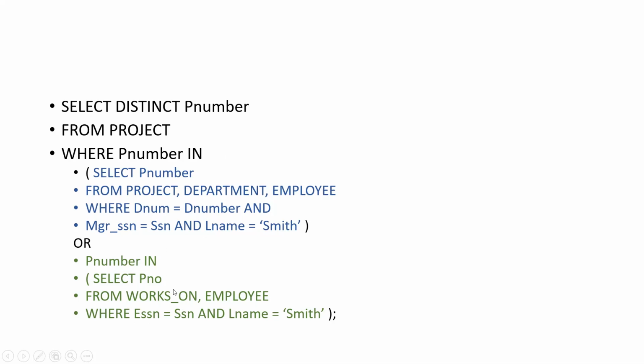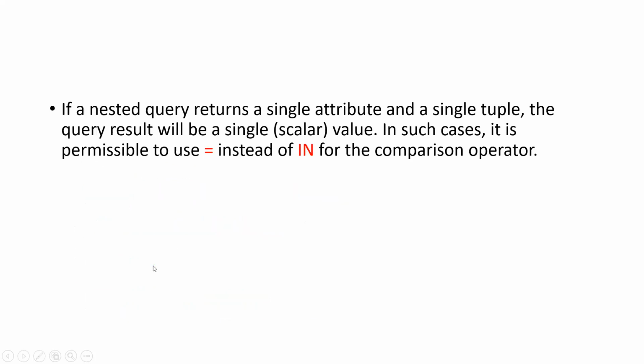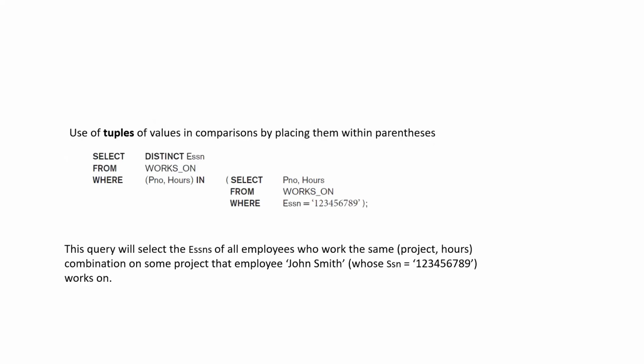Then we are selecting all those project numbers. Select distinct project number from project where P number in this nested or inner query. If a nested query returns a single attribute and a single tuple, the query result will be a single scalar value. In such cases, it is permissible to use the equal to symbol instead of the in comparison operator.